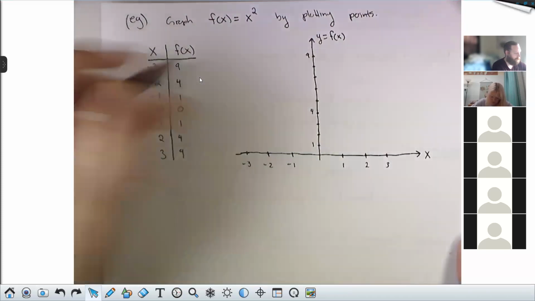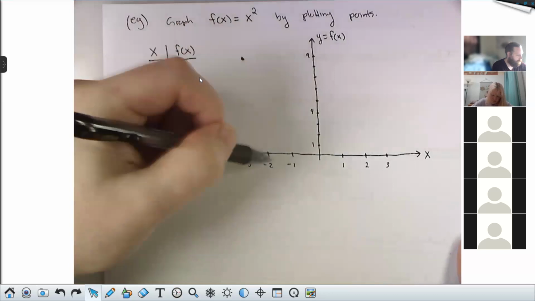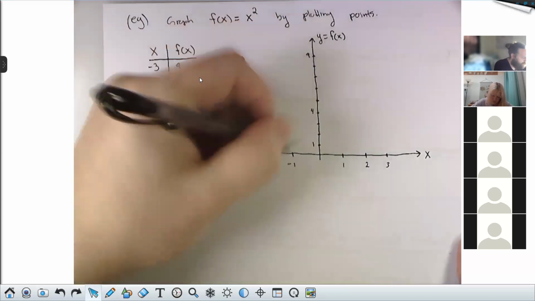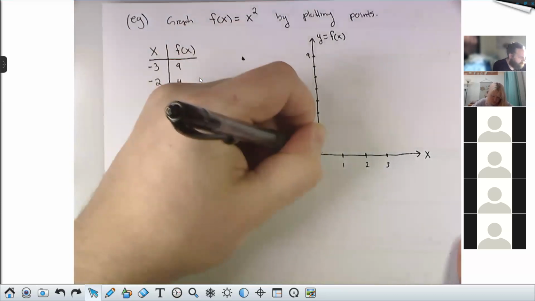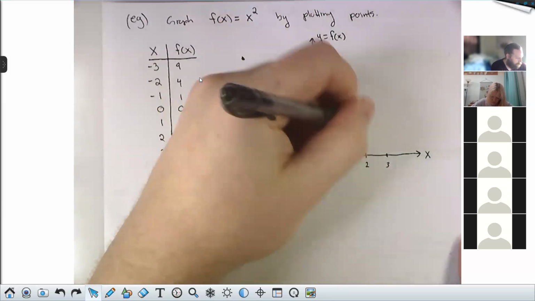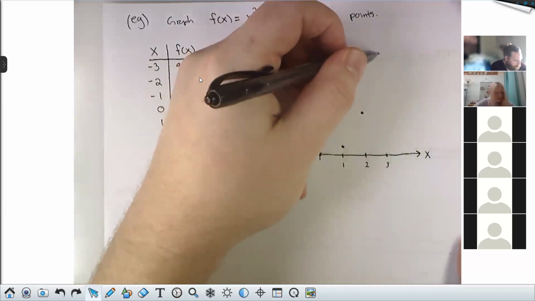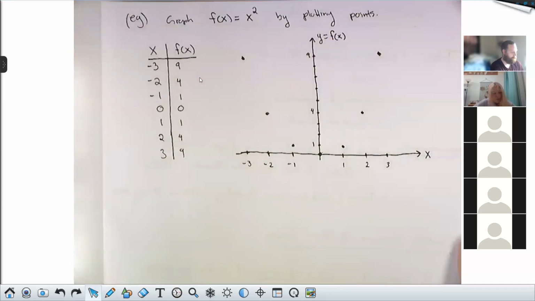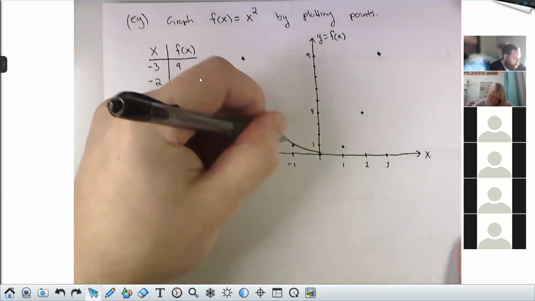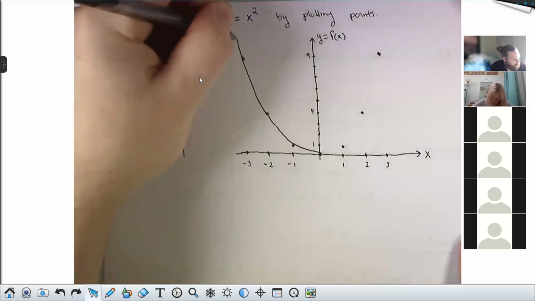My points are -3, 9, this guy way up here. -2, 4, this guy right about here. -1, 1. 0, 0. +1, 1. +2, 4, and +3, 9. And the shape we get is a nice smooth curve found by connecting these points.